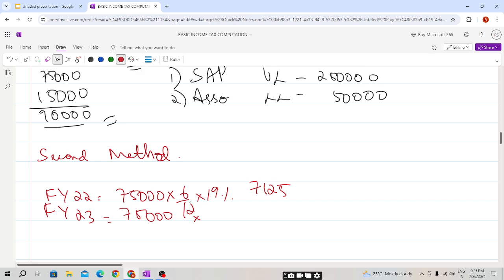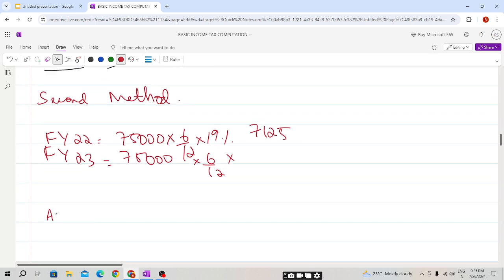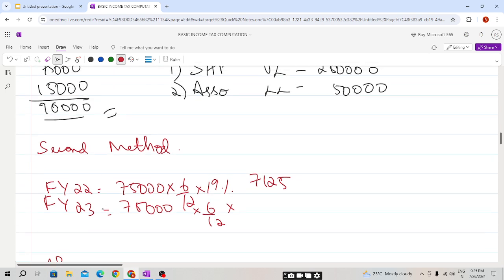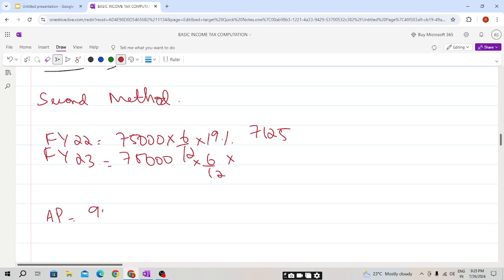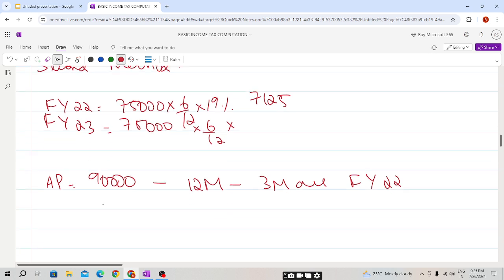Now coming to finance year 23, the TTP will be 75,000 into 6 divided by 12, and now we need to find the augmented profit. The augmented profit was 90,000, and this 90,000 is for the whole 12 months period. But students, 3 months are FY22, so only 9 months. The augmented profit rule applies for finance year 23, and in finance year 23 we have 9 months. So augmented profit will be 67,500.